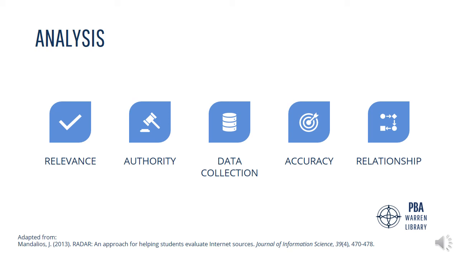And then last, the relationship. How does the source relate to the other sources or information in your annotated bibliography? Eventually, when you're writing a paper, you'll be synthesizing and bringing this information together. So you'll want to start thinking now about how your sources relate to each other. Though I've written out these aspects in the RADAR format to help you remember the different things you can discuss in your evaluation, you don't have to evaluate it in exactly this order.